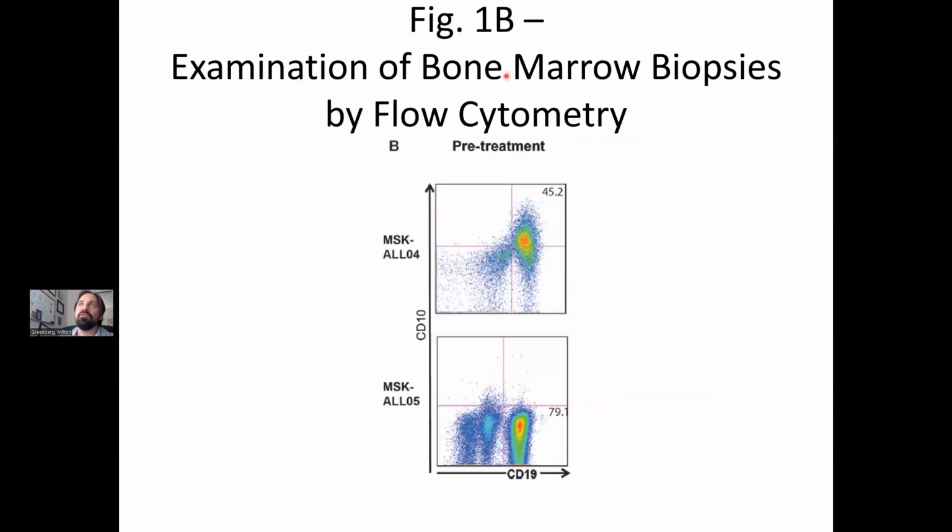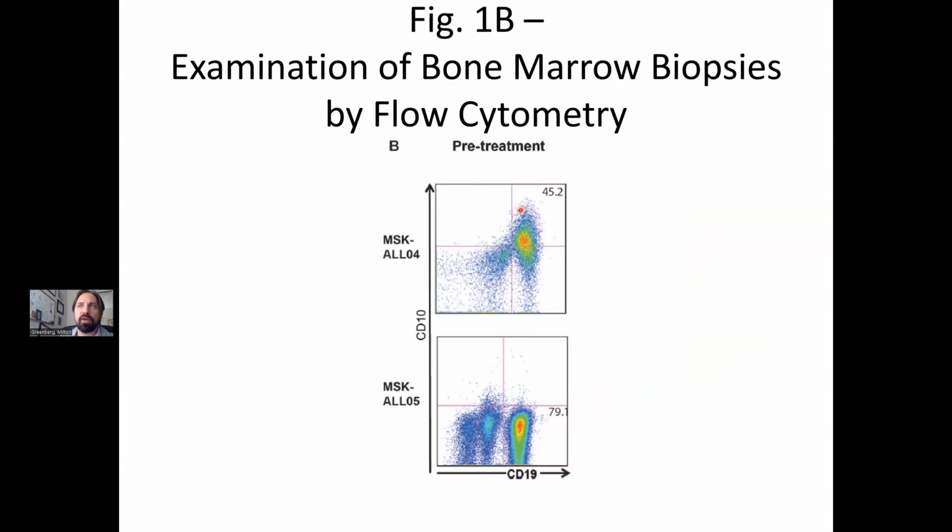So, examination of bone marrow biopsies by flow cytometry. Pre-treatment, patient 4 and 5, you can see they have tons of refractory disease. You can see 45% of the cells here are CD10 positive, CD19 positive. Here in patient 5, 79% of the cells are CD19 positive, so tons of cancer in these biopsies. That's not great for the patients.